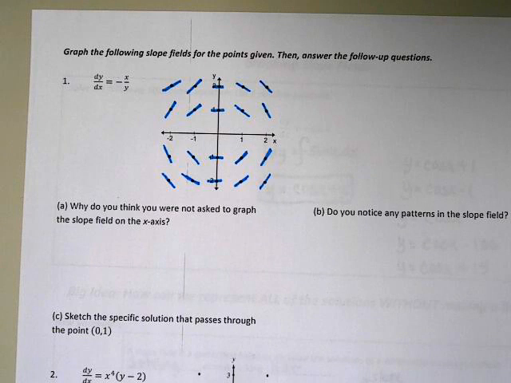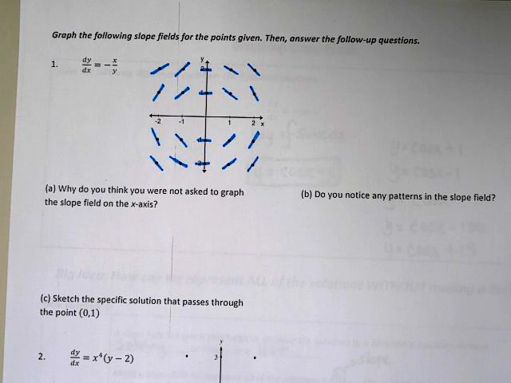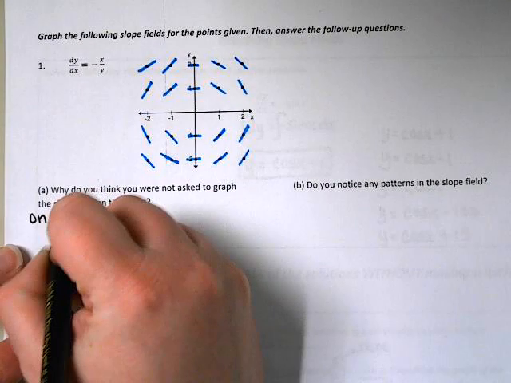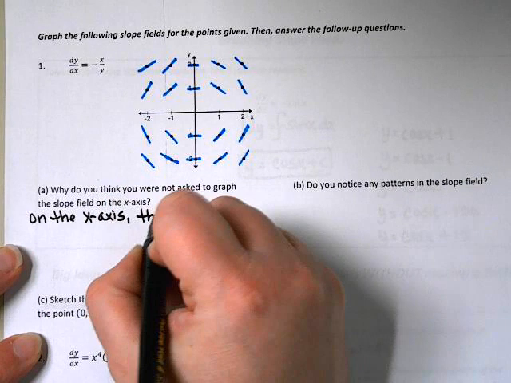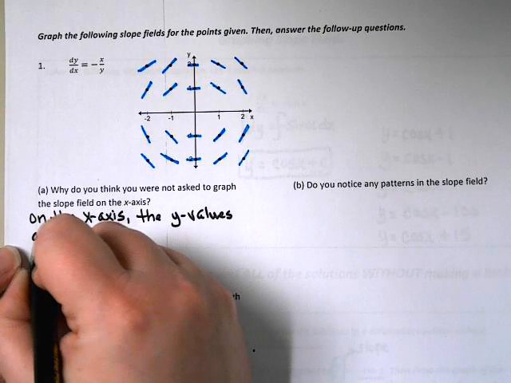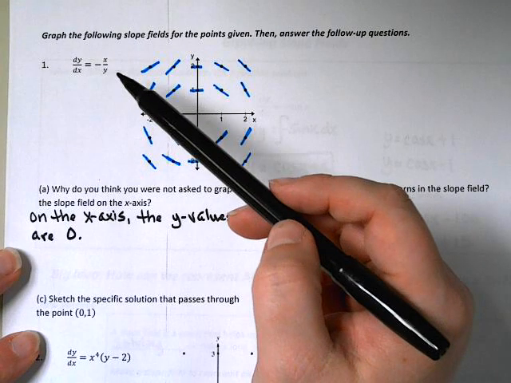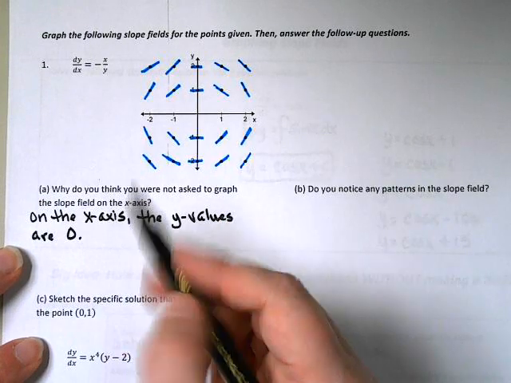So these are good questions that might show up on the AP exam when they're asking you about slope fields. So why do you think that you were not asked to graph the slope field on the x-axis? So something we need to be careful of is that on the x-axis, the y values are 0. And if we look at our differential equation here, we can see that the y values are on the bottom. We can't divide by 0. We know that that would give us an undefined slope.